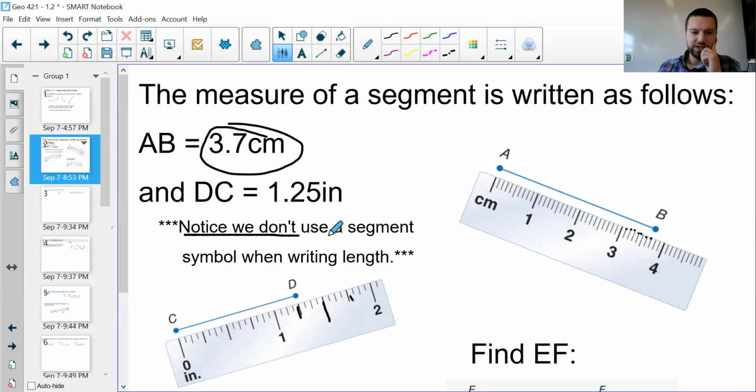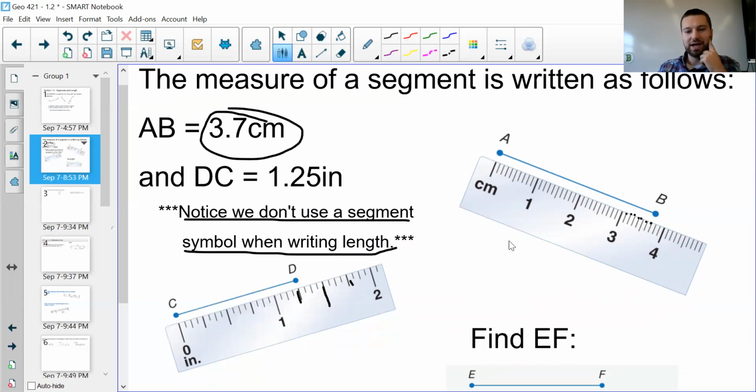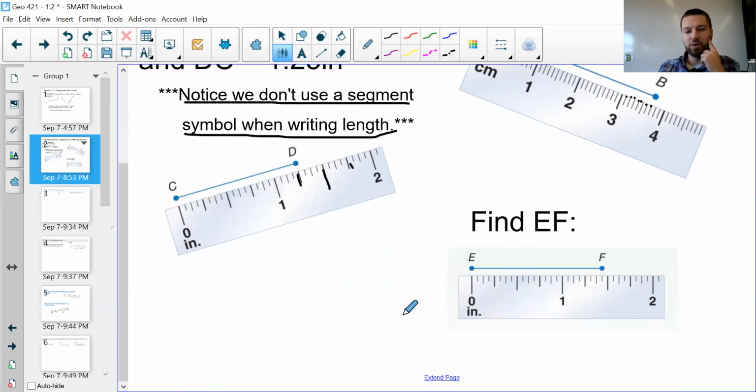Do you notice that we don't use a segment symbol when writing length? There's no segment symbol above these. We just say AB is this length, CD is this length. Sometimes I might do that, but just be aware that that's probably what your book does. Now you try and find EF. We're in inches here, so what would EF be? Pause it, try it on your own. It might just take you 5 seconds, that's fine, or you can eyeball it. And then let's do it together.